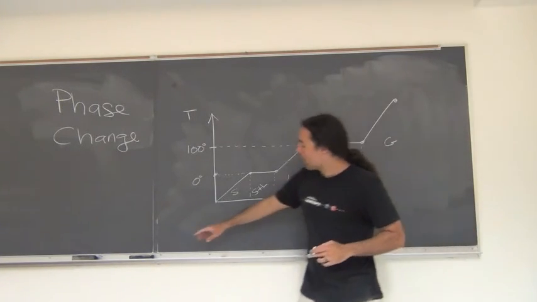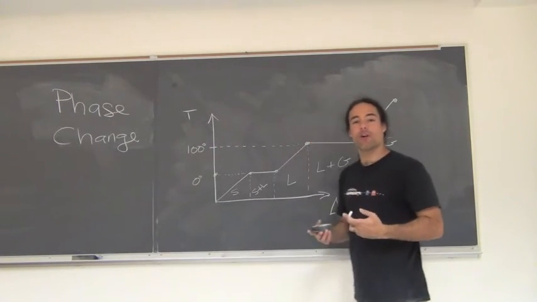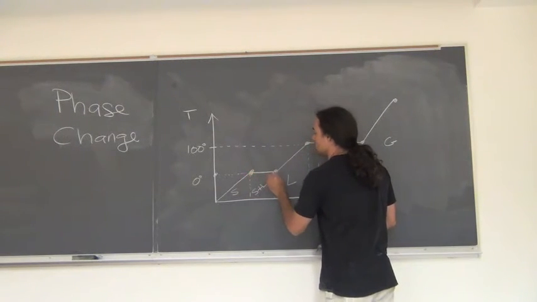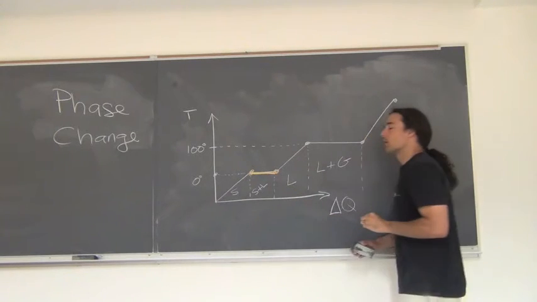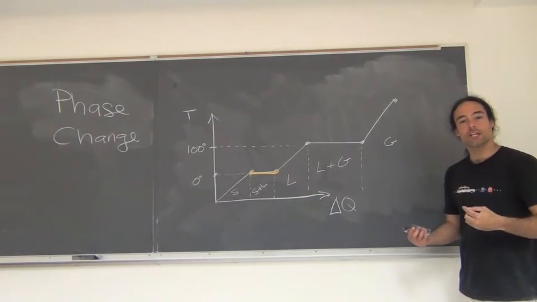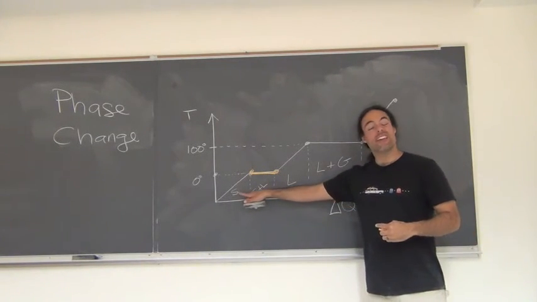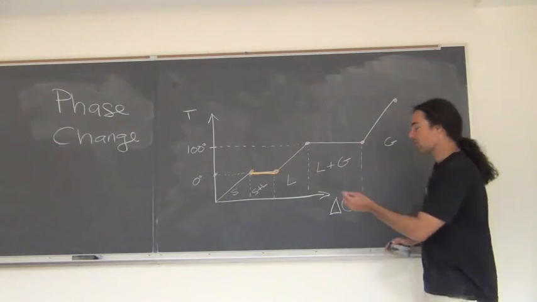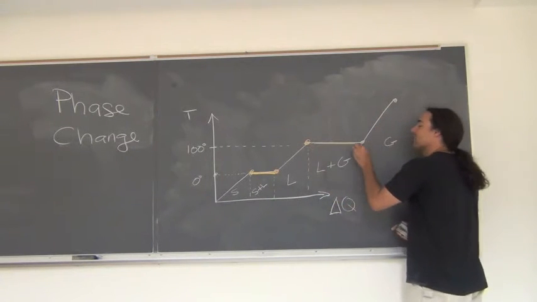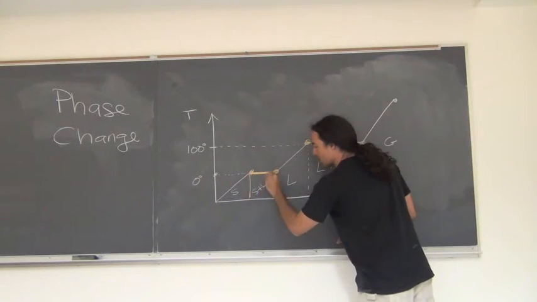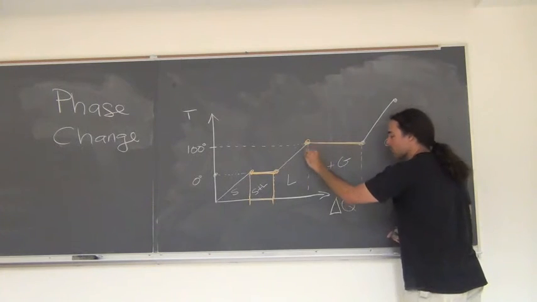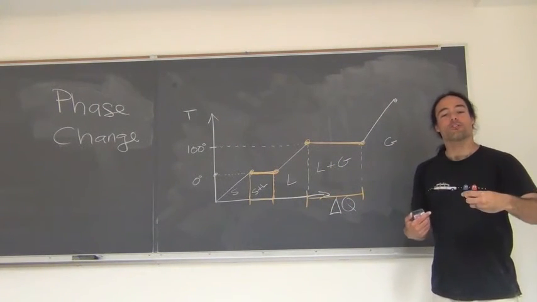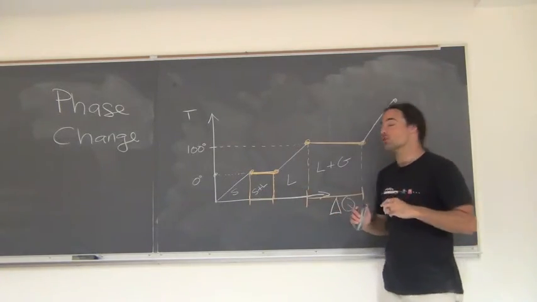Now, mathematically, how do we want to describe this? Well, if I look here, there's a region where I added energy, and essentially that energy didn't change the temperature. All it did was convert the solid to a liquid. Same thing over here. I add this much energy, that much energy here, that much energy here. In general, I'm going to have to add different amounts of energy for different phase changes.